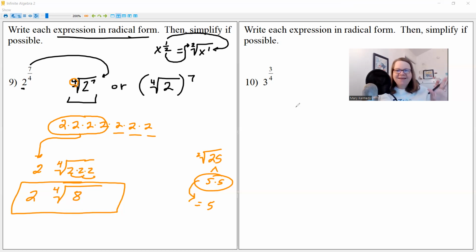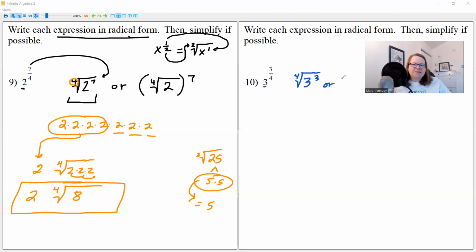You can pause and then come back to it. All right, same idea here. I know that the top number is going to stay with the thing that's underneath. So I know this is a base of 3, so that's going to go underneath. The top number is going to go with it. And then the bottom number is the little index, the number out front. So again, we have a 4th root, like before. And again, you could also rewrite this as the 4th root of 3 raised to the third power, right? You can have it like that. Those are the same thing, same idea.